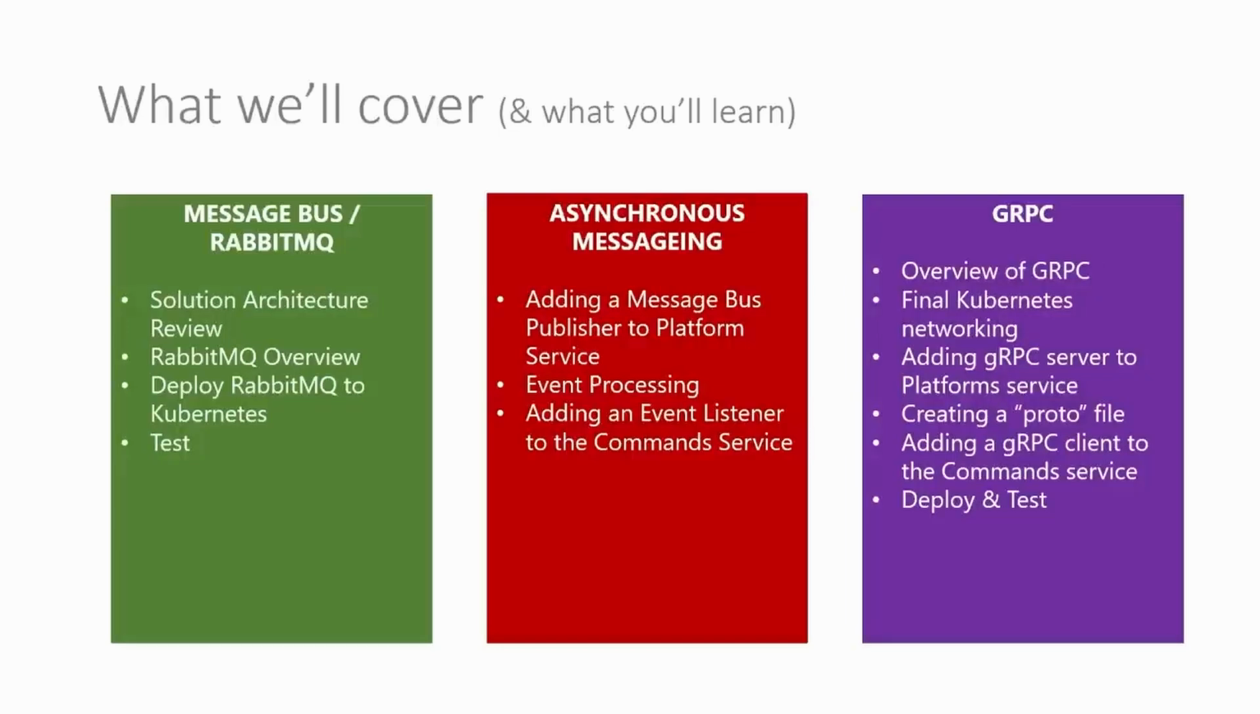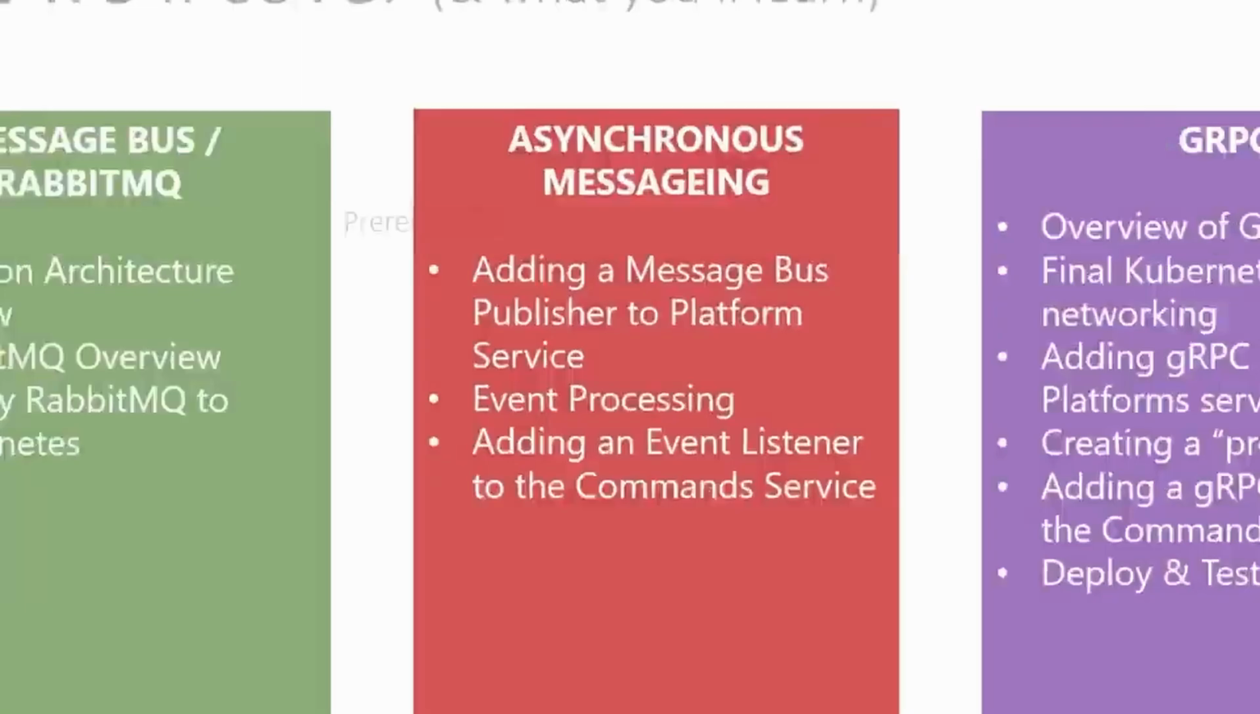We'll do some final networking configuration inside Kubernetes. We'll then add a gRPC server to our platform service. We create a proto file or a protobuf file, and then we add a gRPC client to the commands service. And to round it off, we deploy all that and we test it all end to end. All right, so let's move on to the course prerequisites.